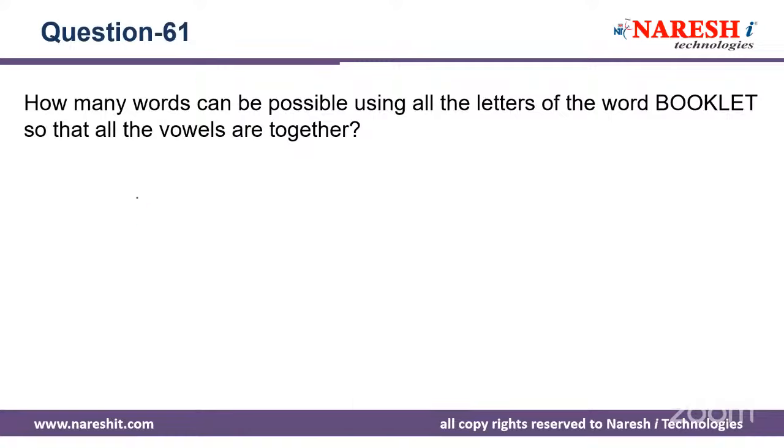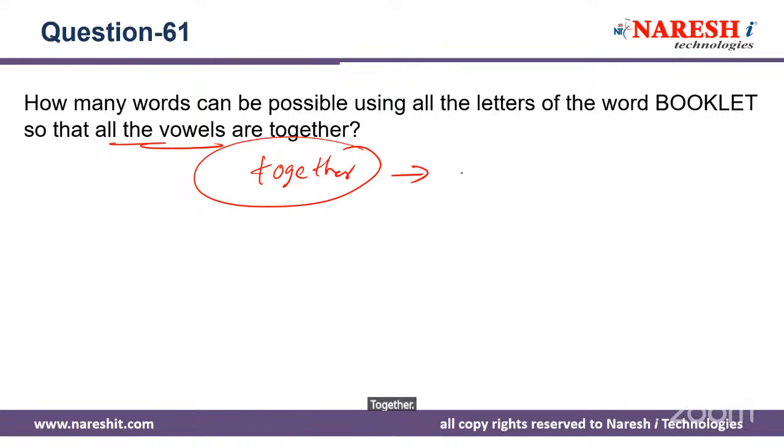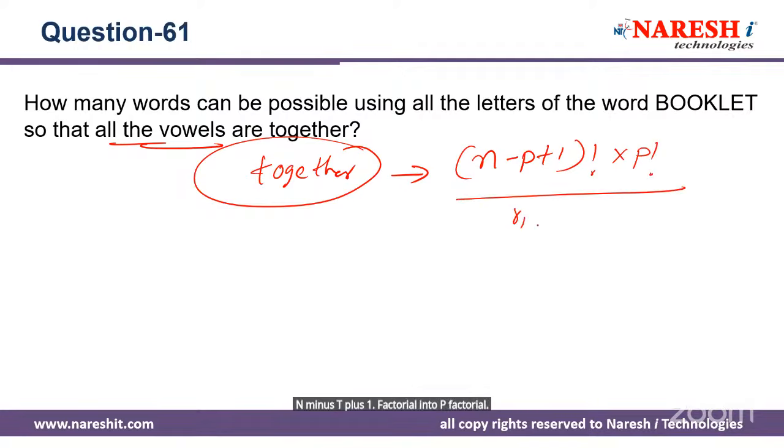Now, how many words can be possibly formed using all the letters of the word booklet so that all the vowels are together? Condition: all vowels are together. Whenever the condition is together, the shortcut will be n minus p plus 1 factorial into p factorial divided by r1 factorial into r2 factorial up to rn factorial.